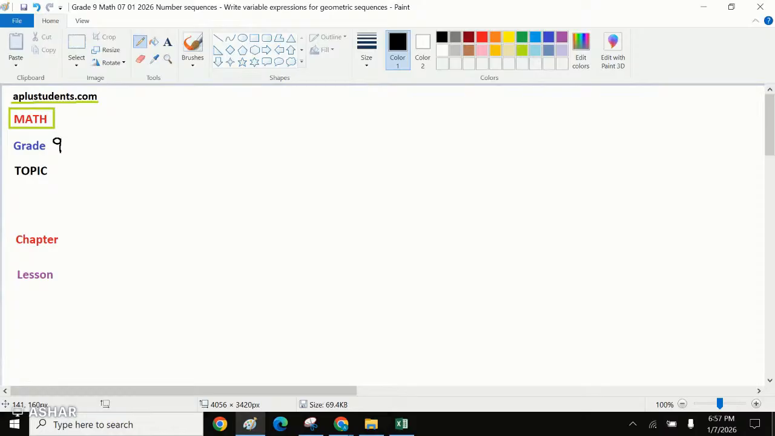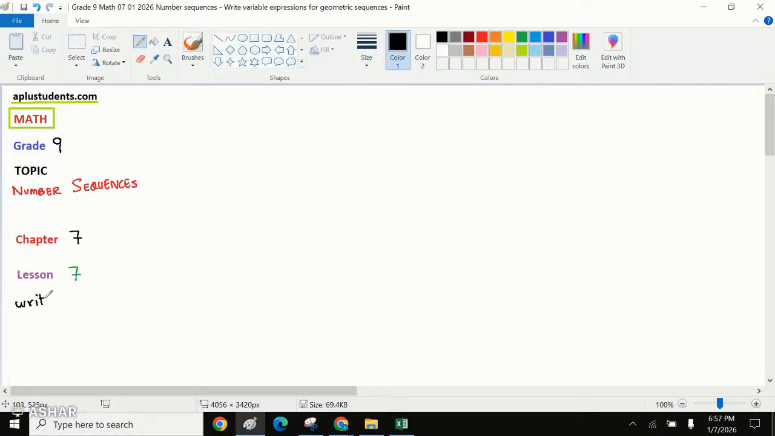The subject for the class is math right now, and your grade is grade 9. The topic we will be studying today is number sequences. The chapter number is 7, that is number sequences, and the lesson number is 7.